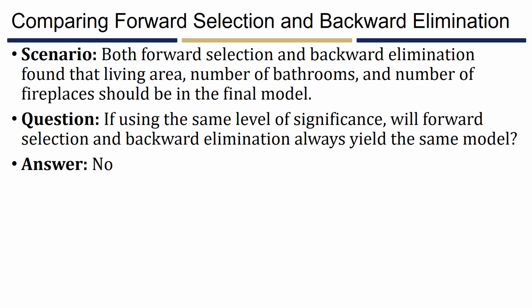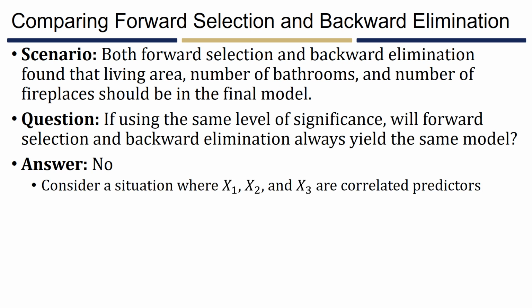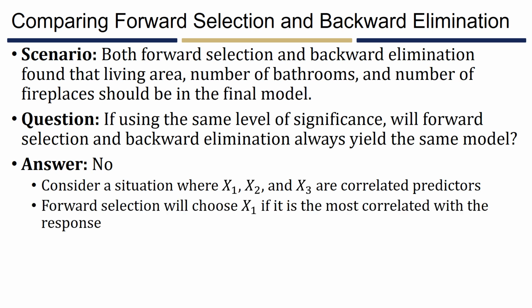So consider this potential situation. Let's say we have three predictors, x1, x2, and x3. Let's also say that these predictors are highly correlated with one another. Now, forward selection may choose x1 if it's going to be the most correlated with the response. So you'll start out with x1 as a definitive predictor in your final model.